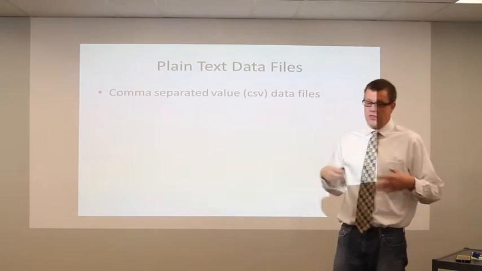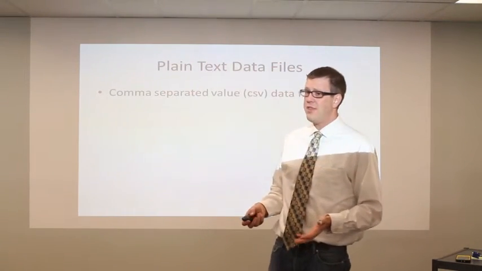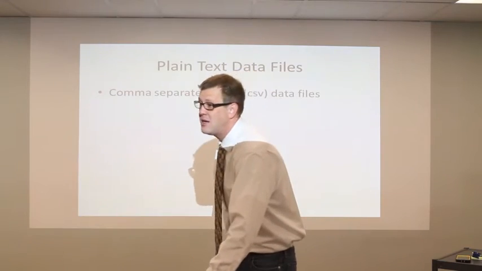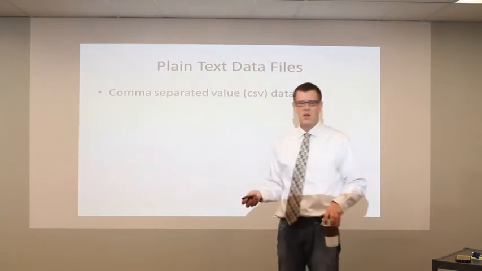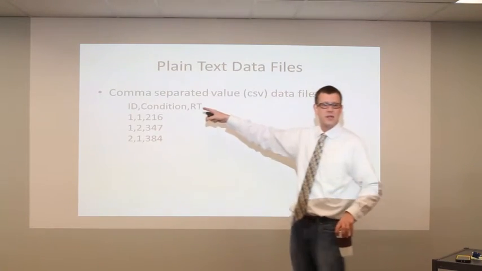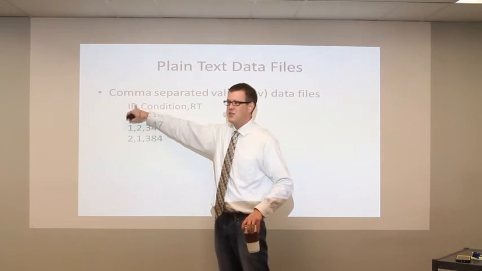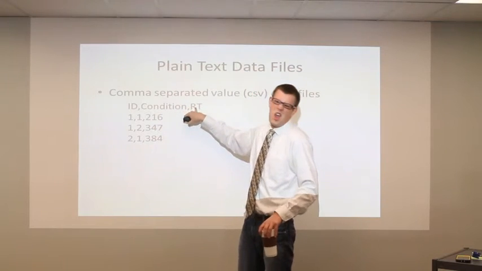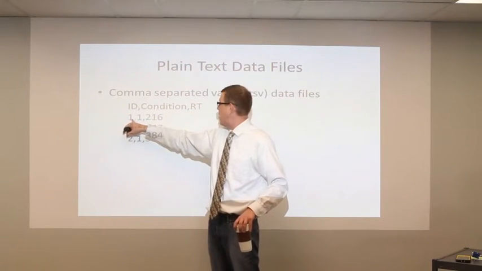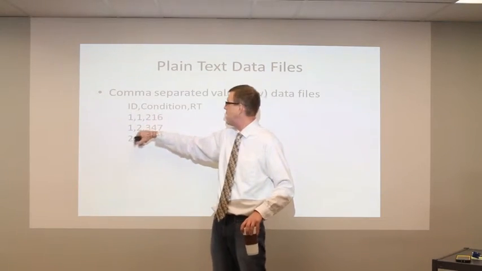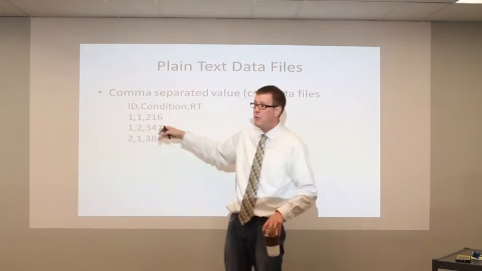So the data files that I have my students work with, they're just plain text, comma separated values. You guys know what comma separated value files are? So they look basically like this. First line, you might have headers, so there's an ID, some condition, and response time. And then you have on the next line, participant number 1 in condition 1, they had this response time. Participant 1 in condition 2 had that response time.